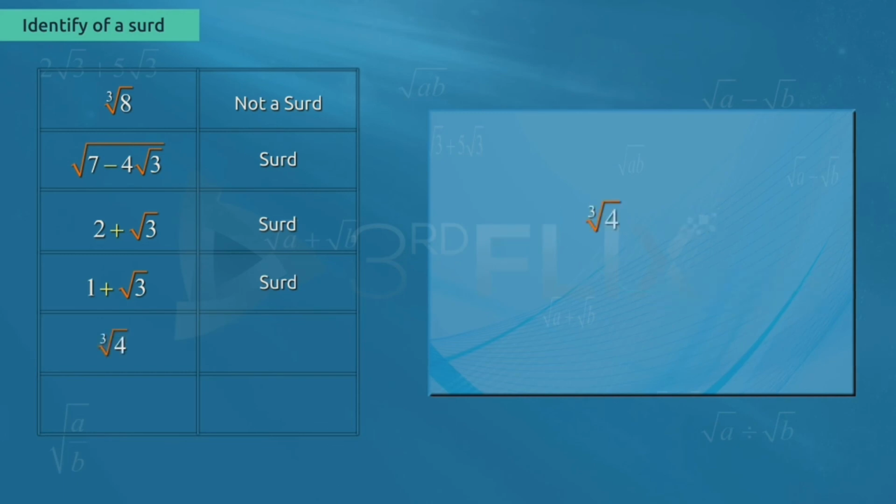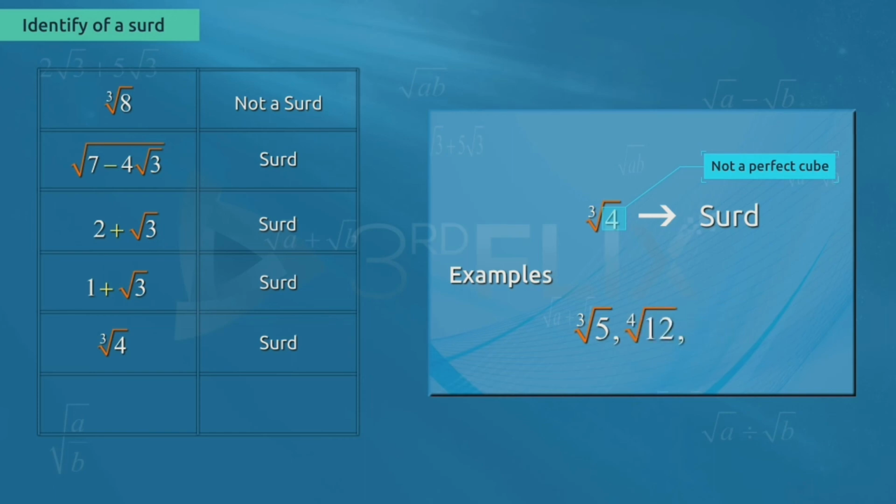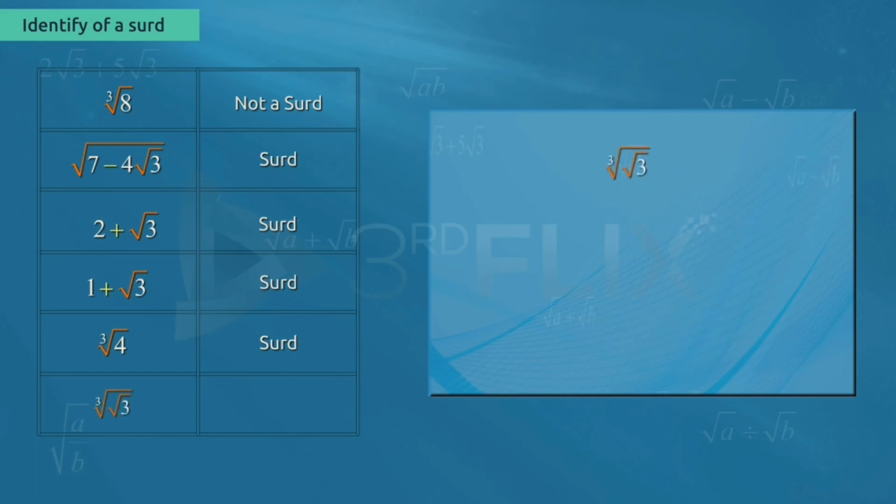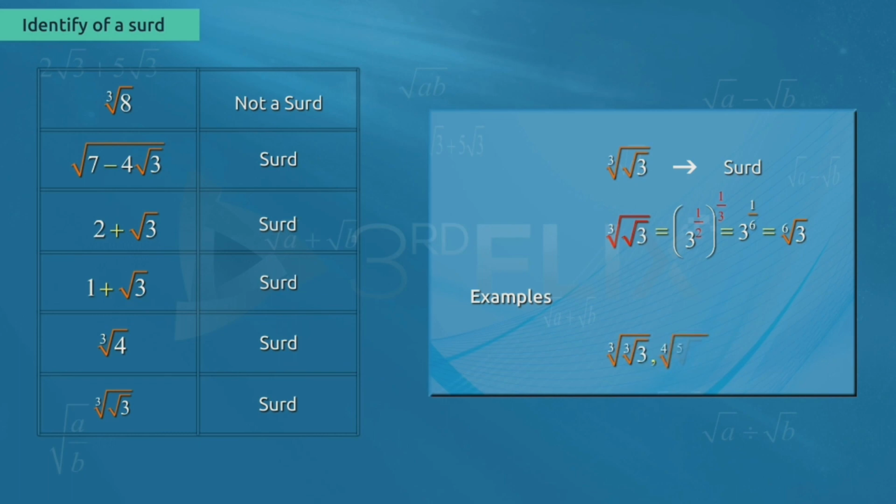Cube root of 4 is a surd as radicand is a rational number. Example, cube root of 5, fourth root of 12, fifth root of 7, and so on. Cube root of root 3 is a surd as cube root of root 3 equals to 3 power 1 by 2 power 1 by 3 equals to 3 power 1 by 6 equals to 6th root of 3. Example, cube root of 3, fourth root of fifth root of 6, and so on.